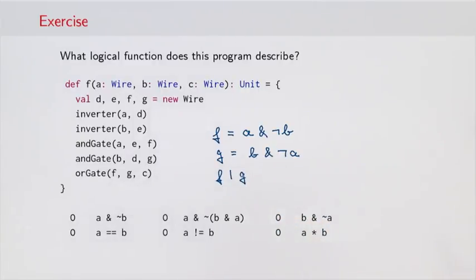So that means that either A is true and B is false, or B is true and A is false, and those are the two possibilities that turn the result true. So that means the result is true whenever A and B are different. So the right solution is this one here.